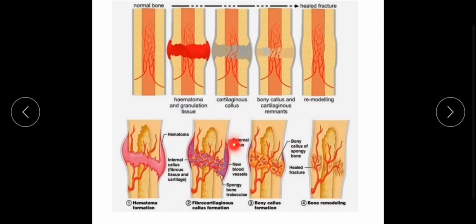See here, there is an external callus. Step 3 is bony callus formation. The bony callus of the spongy bone is formed here. The fourth and last step is bone remodeling. Here you can see the fracture is healed.